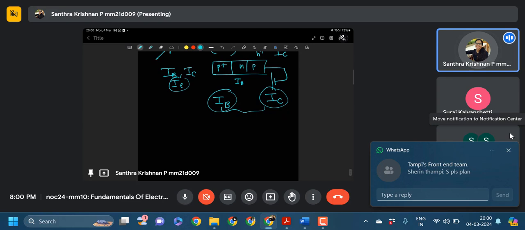Common collector, I think it would be whatever we want. It's not like we can say it's an amplifier or anything. It would depend on our need. So that is all about BJT.